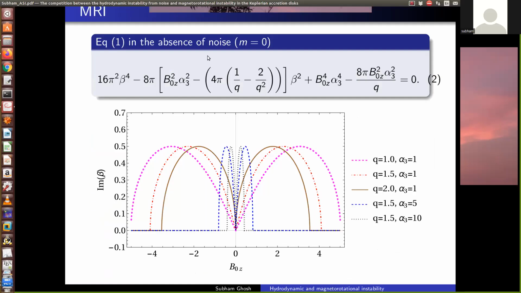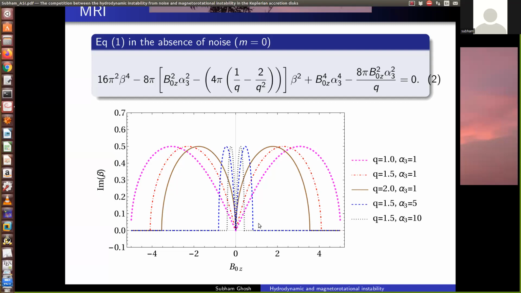So to study the MRI, we have chosen the noise to go away, and we eventually have this quadratic equation in beta squared. And if we plot the unstable modes from these equations, then what happens is the following. Along the x-axis is the magnetic field, all in dimensionless units. Along the y-axis is the imaginary part of beta, the frequency. And these different colors represent different configurations of the rotation and the wave vector.